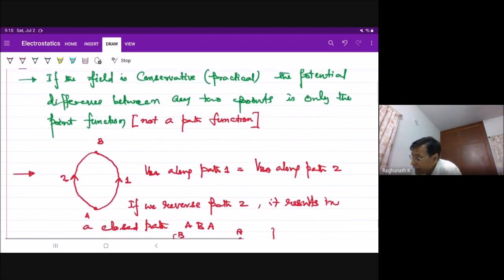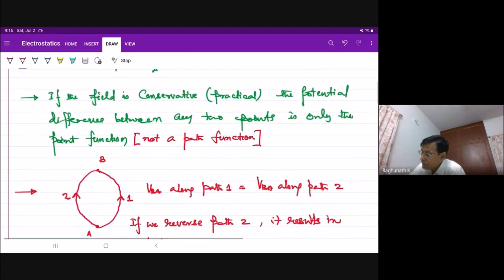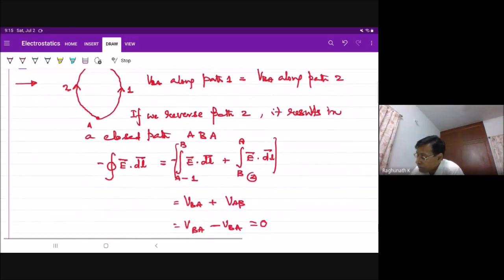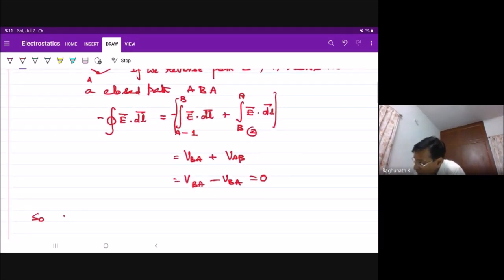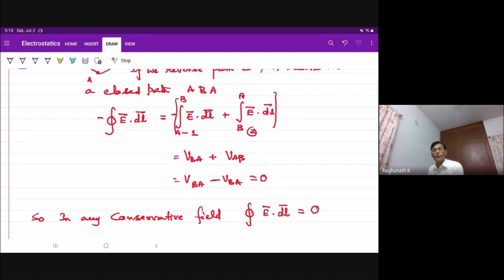in any conservative field, integral around a closed path E bar dot dl bar is equal to 0, which is actually KVL used in the network analysis. Please check.